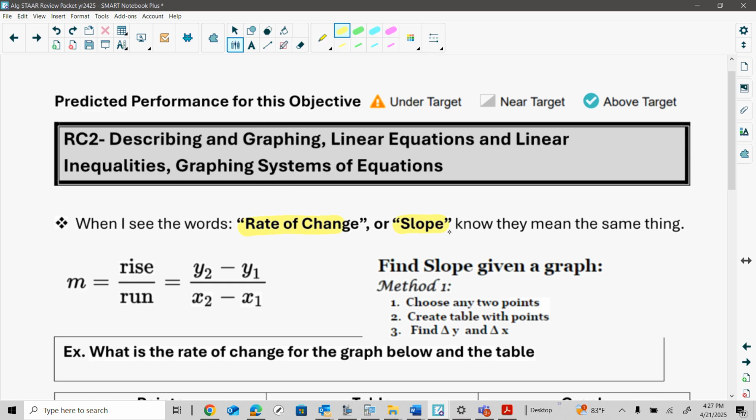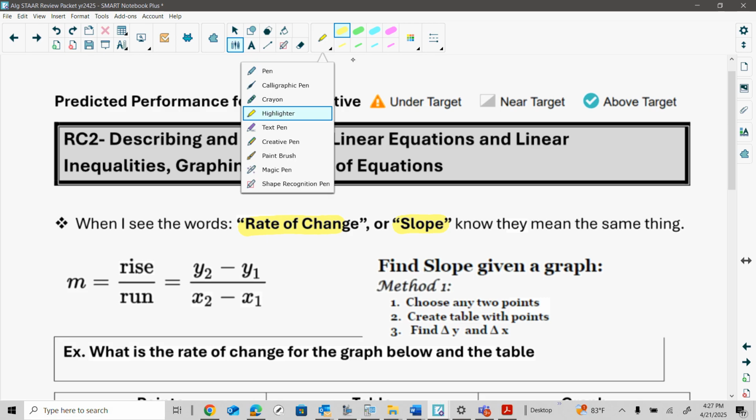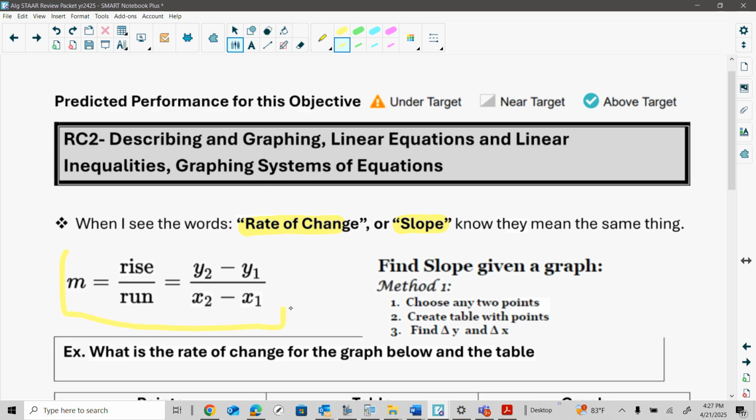Now, we have a formula. This formula here is on your formula chart. Gotta remember to place in the values correctly: your y2 minus your y1, over x2 minus x1. The other part is, if you're given a graph, this is very important, choose any 2 points. You can create a table, but once you get your 2 points, you want to go back to this formula.